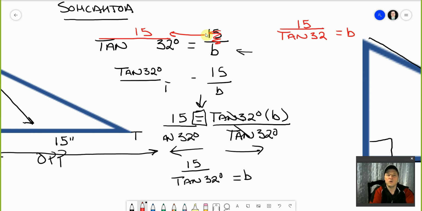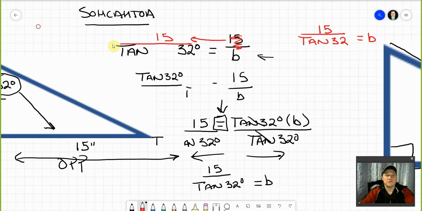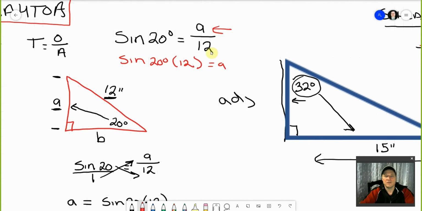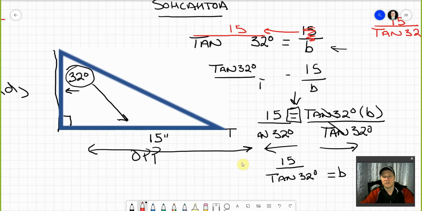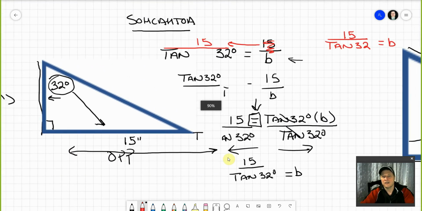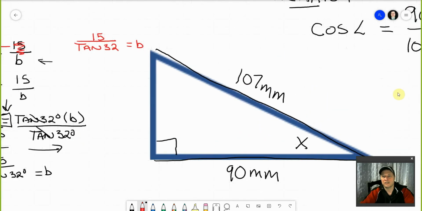So if you know the numerator, just move it over top of tan 32. If you know the denominator, then just multiply it by sine. Okay, and this is just something that comes with practice. I don't expect that you're going to memorize this right away. That's okay, but that's a simple way of breaking that down.